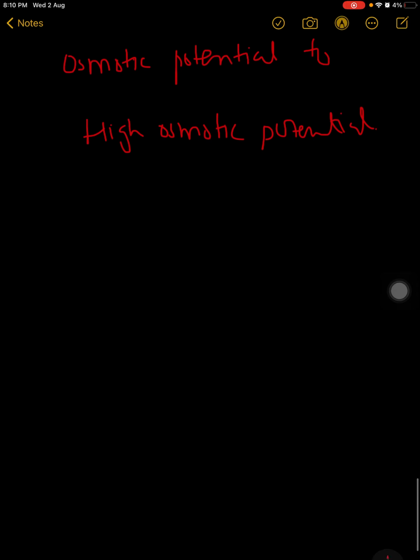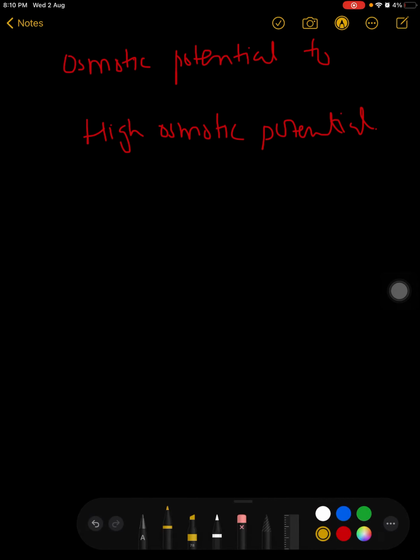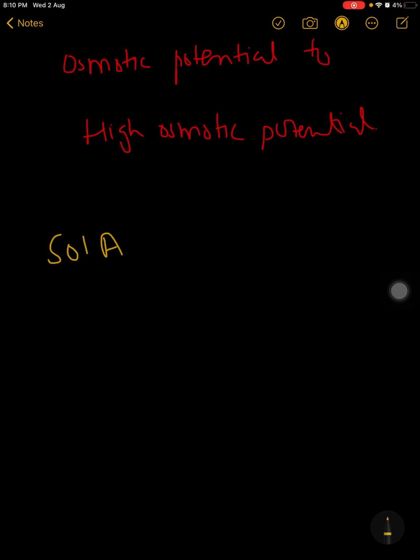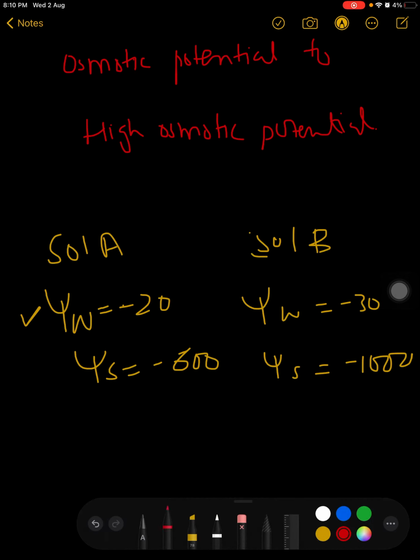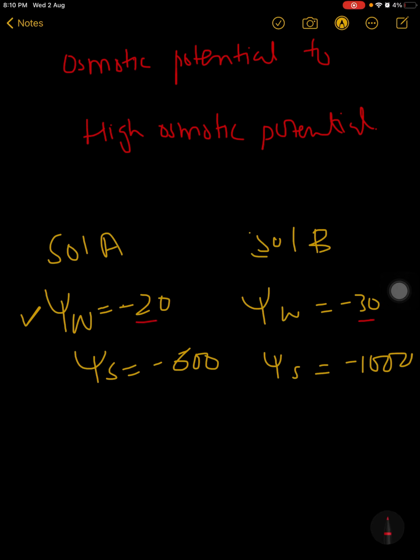For example, this is solution A, and it has water potential minus 20 and solute potential minus 600. This is solution B, it has water potential minus 30 and solute potential minus 1000. Now, looking at the water potential, water will move from where to where according to you? We have said that water always moves from high water potential to lower water potential. This is low, this is high, so water moves from high water potential to the lower water potential, right?